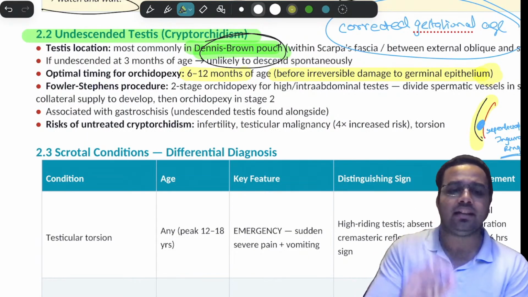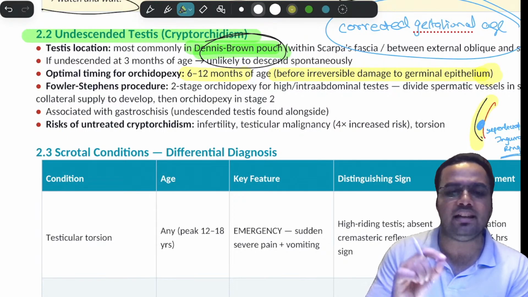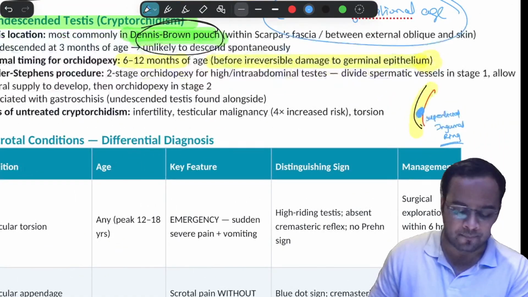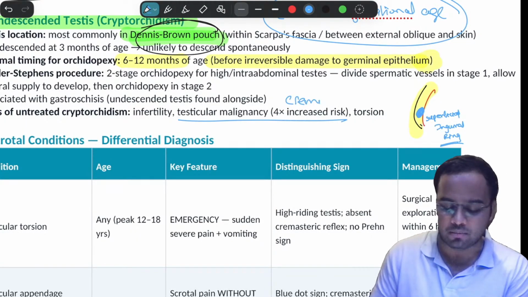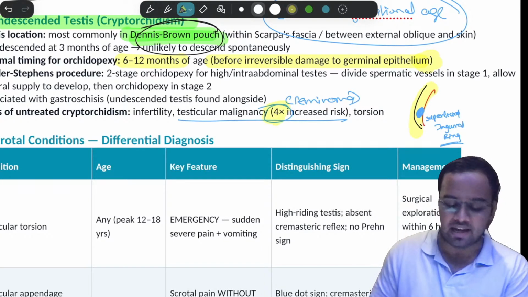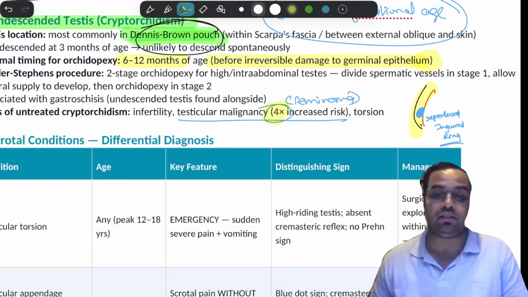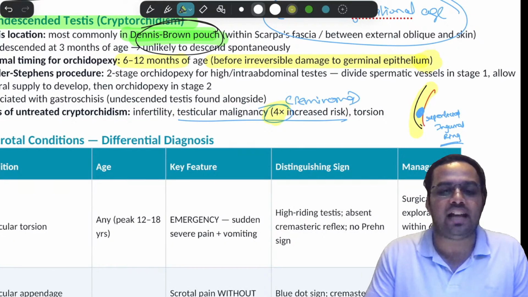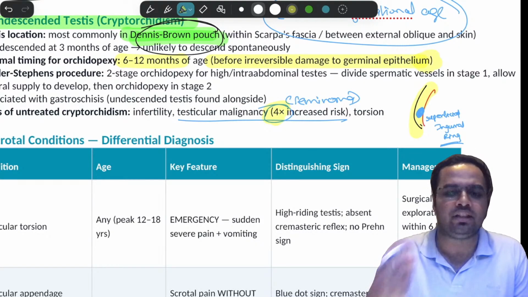Also remember that these testes are most likely to develop a seminoma in the future. The cause is actually not known. They can cause a testicular malignancy, typically a seminoma, 4 times more. So there is a 4 times increased risk of malignancy in these patients. So it is very much important that you do a surgery irrespectively. Let's consider a child comes to you at 16 years of age with undescended testes.